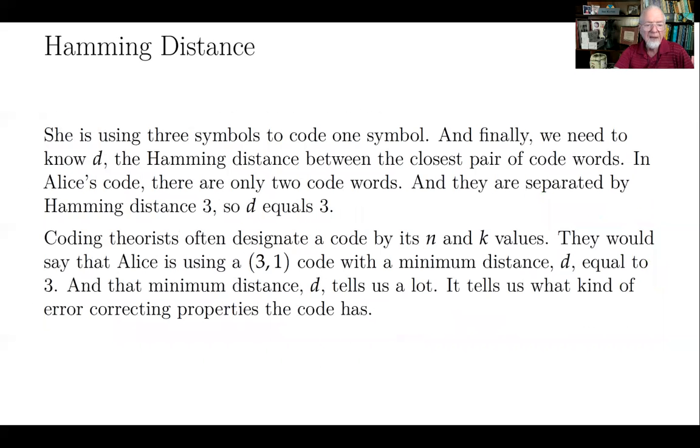Coding theorists usually designate Hamming codes by N and K. And as I said, using Alice's code, we get a 3-1 code with a minimum distance equal to 3. That tells us a lot about the error correcting properties of the code.